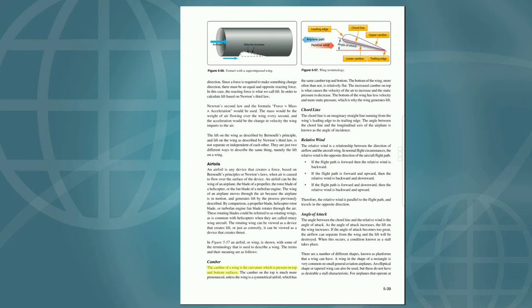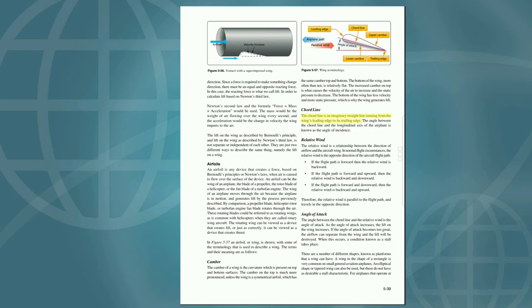The camber of a wing is the curvature which is present on top and bottom surfaces. The camber on the top is much more pronounced, unless the wing is a symmetrical airfoil, which has the same camber top and bottom. The bottom of the wing, more often than not, is relatively flat. The increased camber on top is what causes the velocity of the air to increase and the static pressure to decrease. The bottom of the wing has less velocity and more static pressure, which is why the wing generates lift.